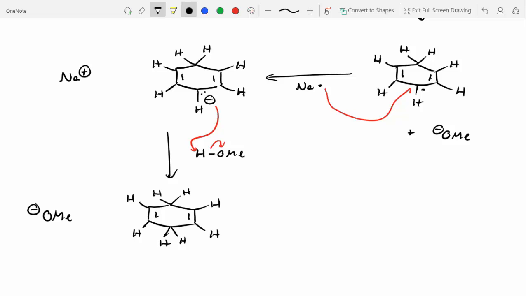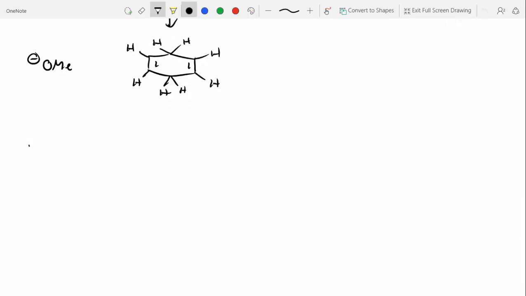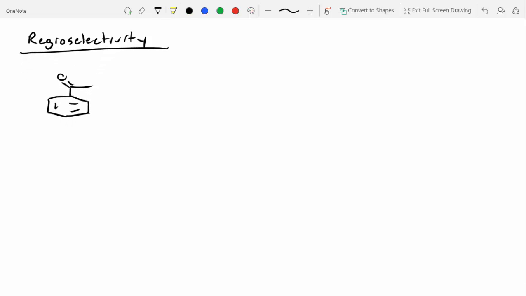All right, now the tricky part with this is determining the regioselectivity. So let's take a look at this. So I'm going to throw up an example here. What's this compound called? Let me clean it up. Acetophenone, right? It's one of our parent names. It's one of the older IUPAC names that has stuck around.